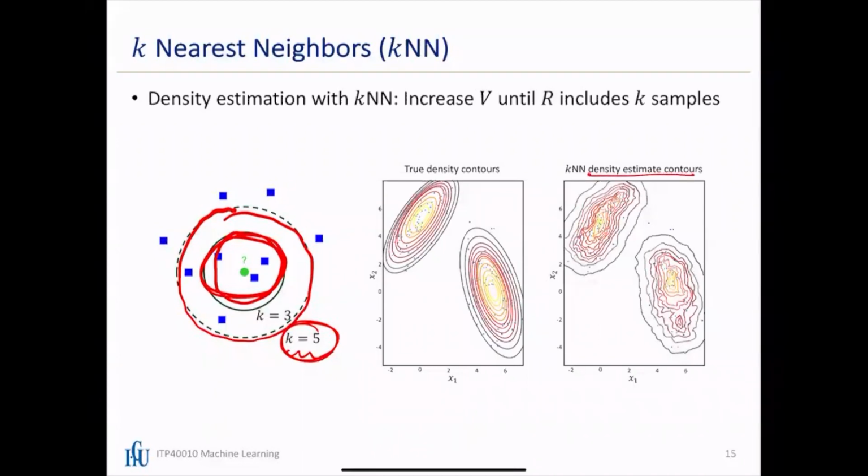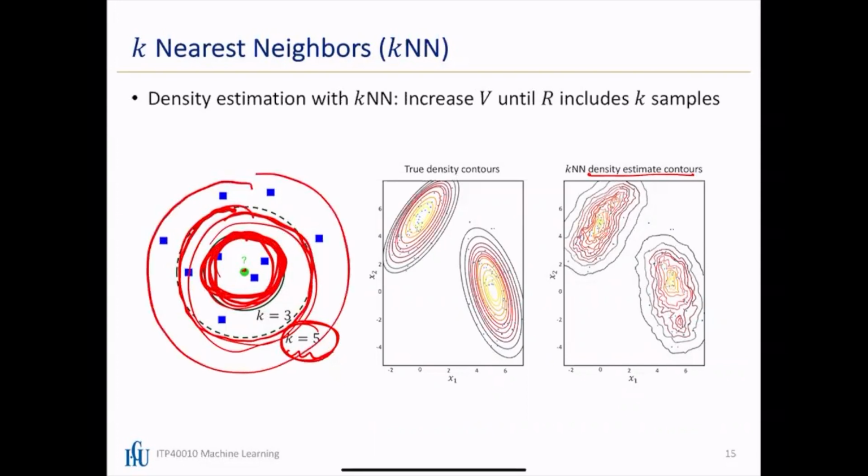So this is the area of K3, this is the area K4, K5, and this is K9. Maybe you can come up with some kind of contour like this eventually. So you can estimate the distribution using the KNN method, and eventually what you get is very similar to the true data distribution. So that is what this example is showing.